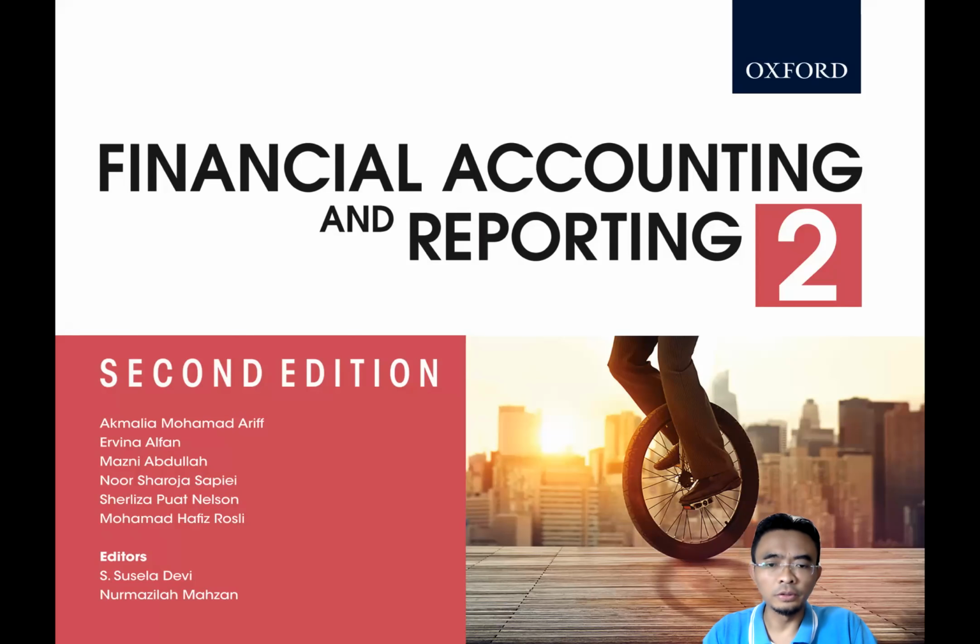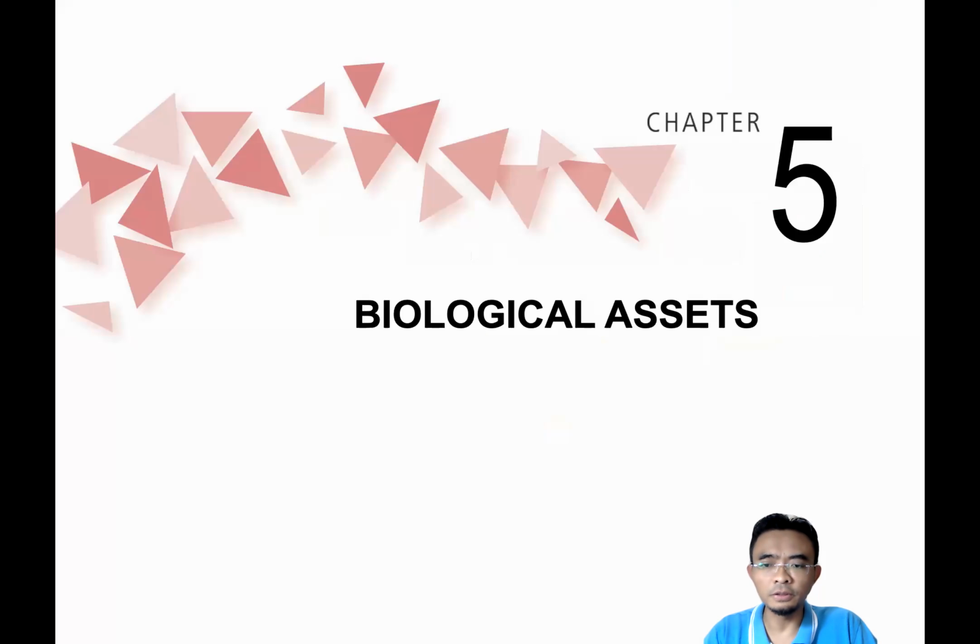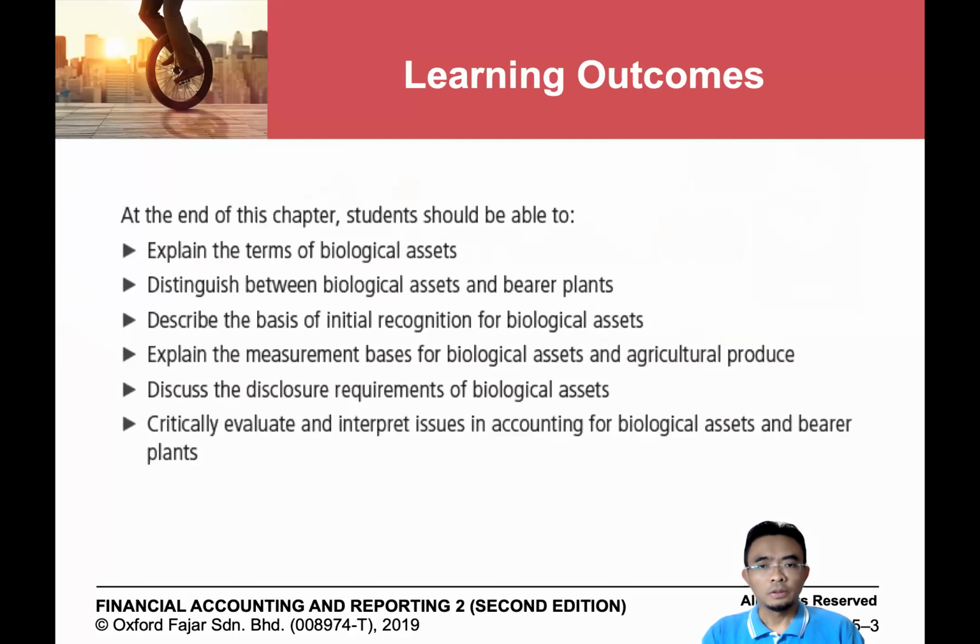Okay, our lecture today is on biological assets, chapter 5 in your textbook. As the learning outcomes, at the end of the chapter, you should be able to explain the terms of biological assets and distinguish between biological assets and bearer plants, and describe the basis of initial recognition of biological assets, the measurement, the disclosure, and some critical evaluation on the issues regarding biological assets and bearer plants.